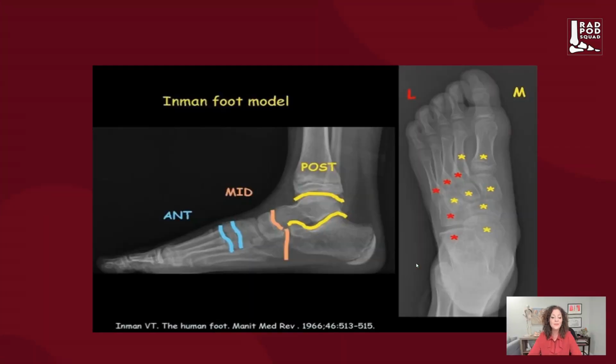The concept of dividing the foot into segments proposed by Inman helps us to understand the biomechanics of the foot, looking at the posterior segment, which includes the talus and the calcaneus, the midfoot segment, the tarsal bones, and the forefoot segment, including the metatarsals and digits. You can see that on the axial plane as well. His model included the medial column and the lateral column denoted by the asterisks.